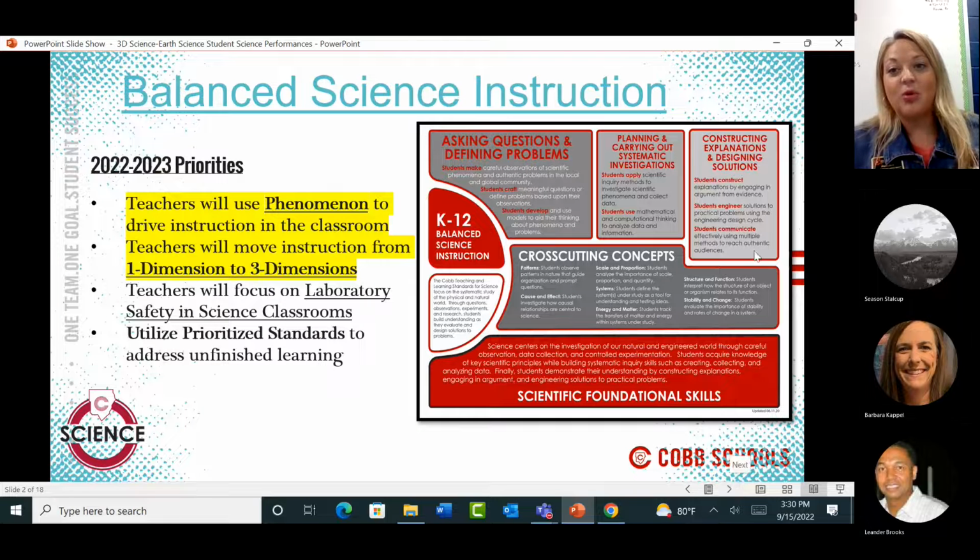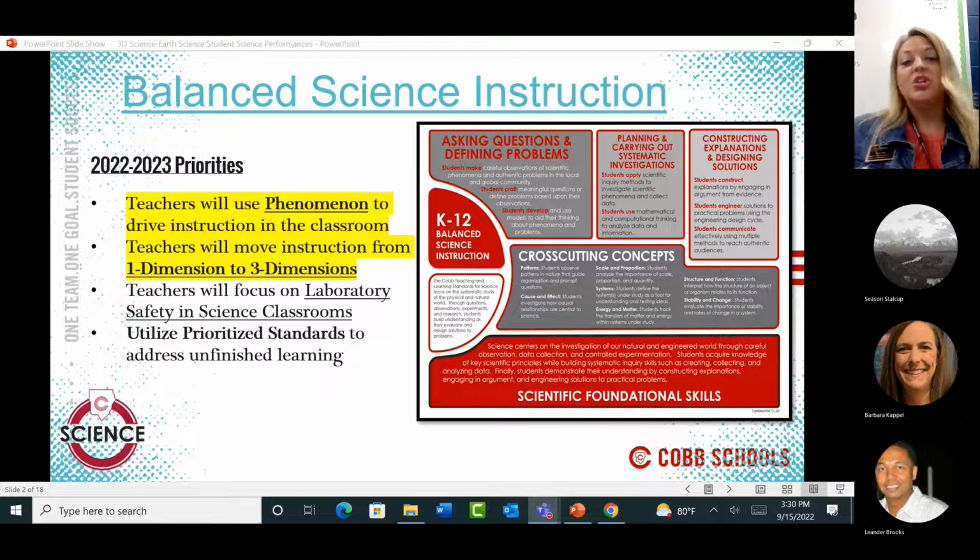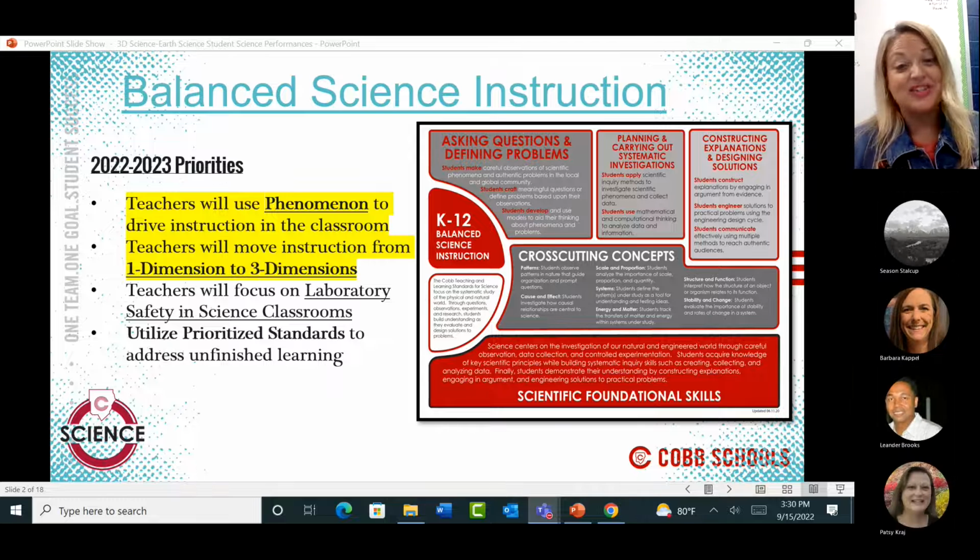Keeping with our science department priorities for the year, today we're going to be focusing on teachers will utilize phenomenon to drive instruction in the classroom, and teachers will move instruction from one dimension to 3 dimensions of science instruction. So we're going to be diving into how to utilize student science performances in the earth science classroom. This is our balanced science instruction document. This is on our academic website. This lays out how we suggest and promote science instruction within the Cobb County School District.